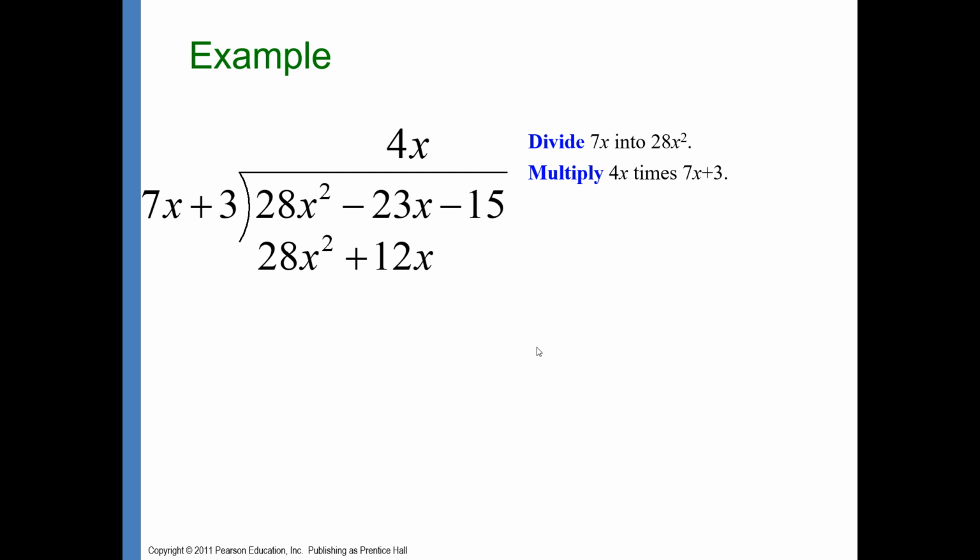Okay, good. Now every time we do this, guaranteed, unless we made a big mistake, the leading terms will have to cancel, won't they? Because that's how we chose the 4x. We chose the 4x as what happens when we divide 28x squared by 7x. So therefore, we always know when we distribute, these two things are going to cancel every time, right? So then we subtract.